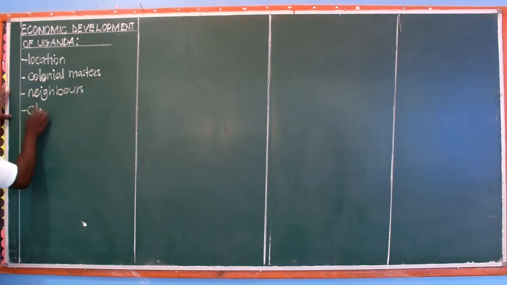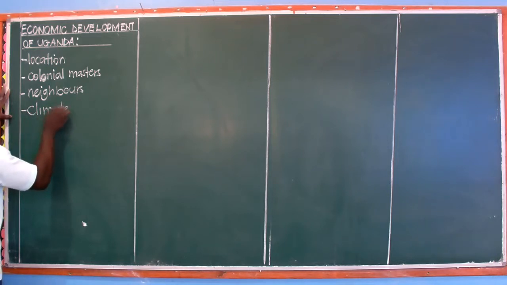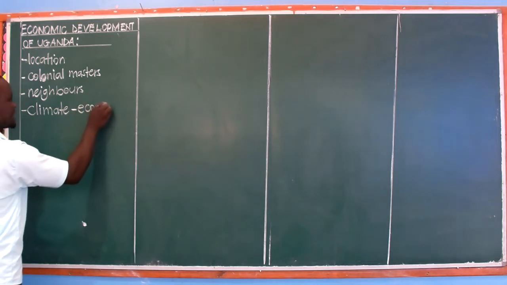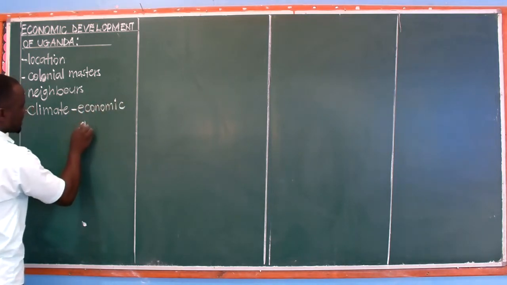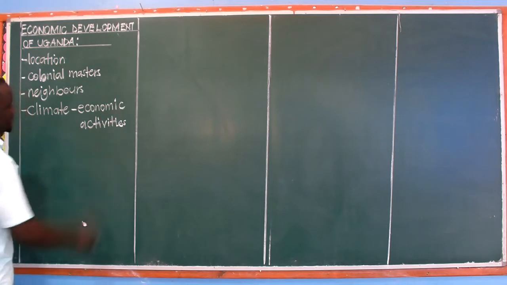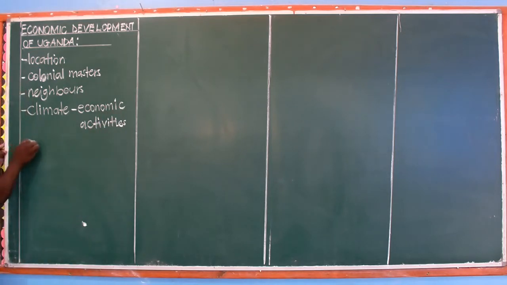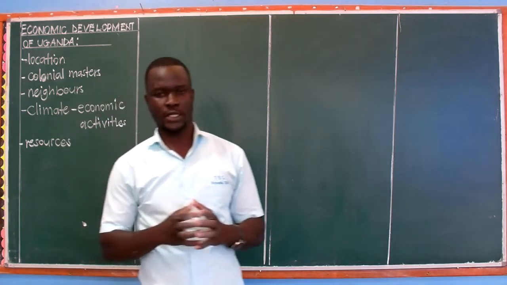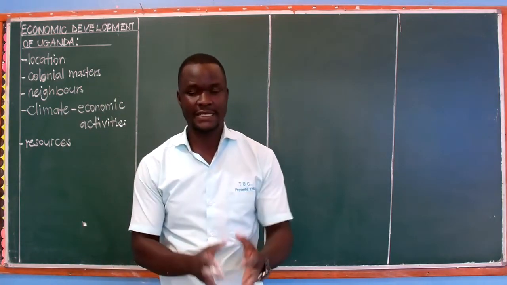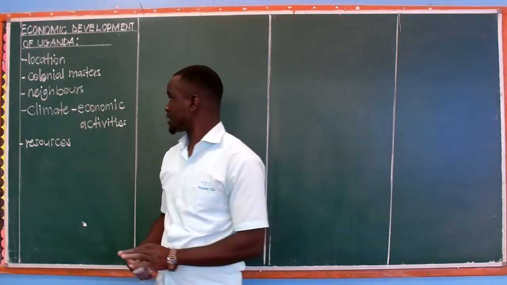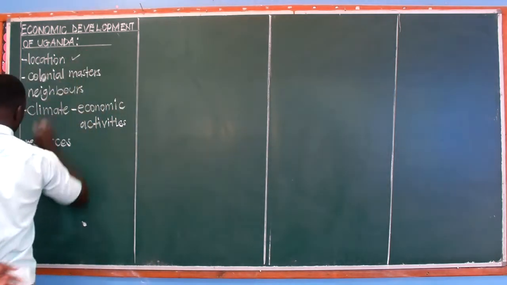We shall look at the climate. Of course, we understood even in the previous ones that the climate determines the type of economic activities which are carried out in that country. So after climate, we shall connect to the different economic activities. Then we shall also talk about resources, among other things, in the country. This is where our lesson is going to be built on.